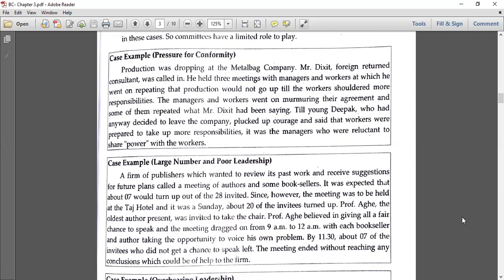So he raised his hand, plucked up his courage and said that we are okay with doing more responsible jobs, but the managers are reluctant to share their powers and authority so that we can carry out more responsibilities as workers. And then we can say that there is a pressure of conformity during these committee meetings. Nobody talked about this during the 3 meetings, but Deepak said it, and why was he saying it? Because he was leaving the company, he had no fear of getting fired.